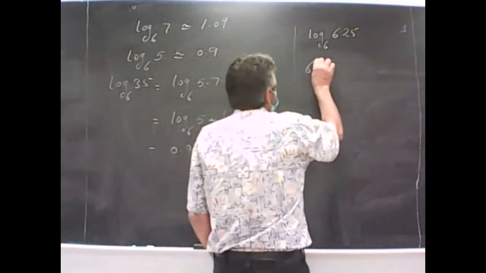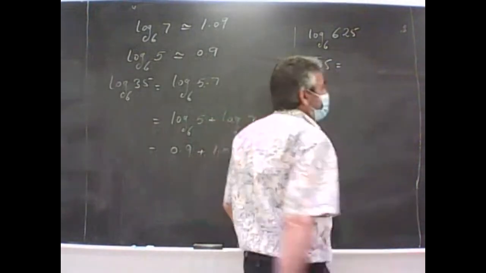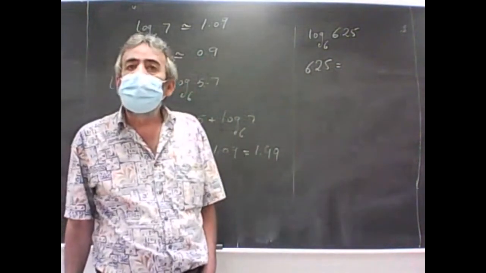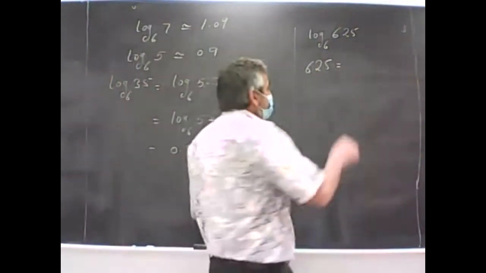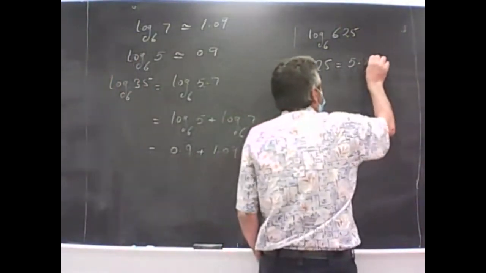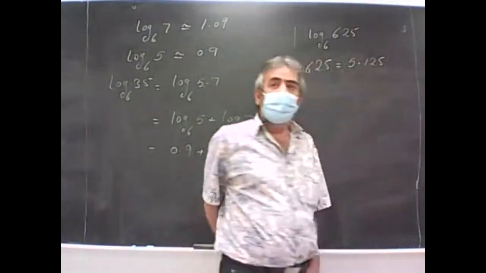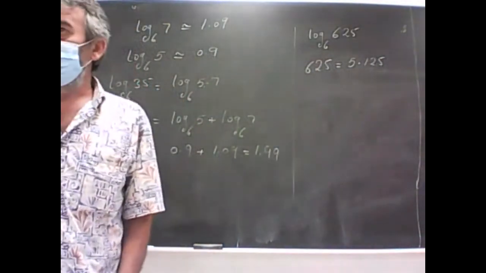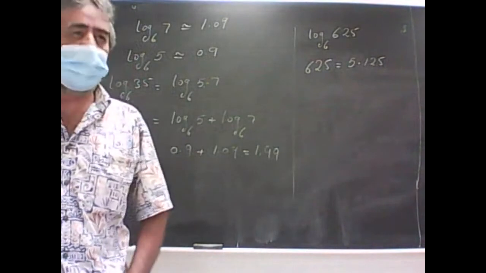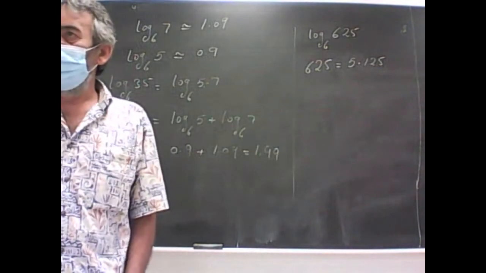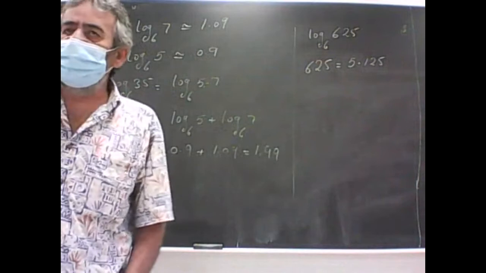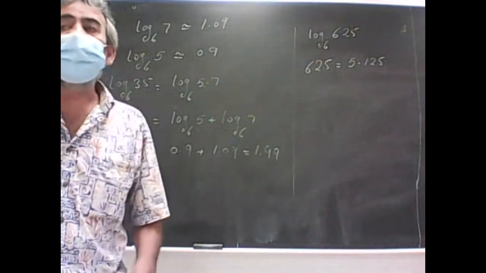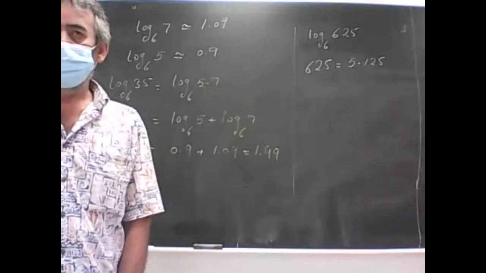So first I'm going to start with the number 625. That is the same as 5 times 125. Okay? Well, we're getting there. The 5 is okay, but the 125 is not. What can I write 125 as, in terms of 5s and 7s?